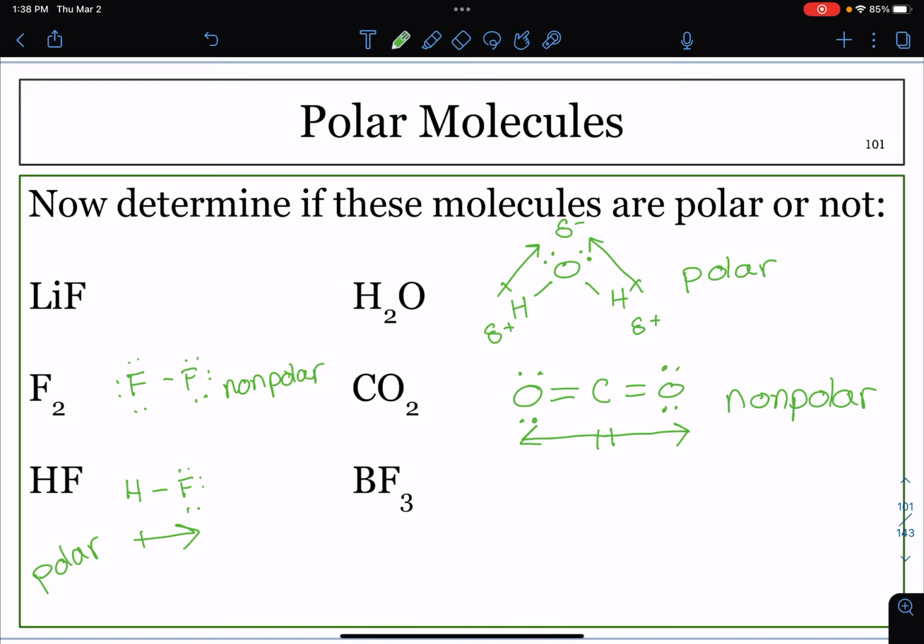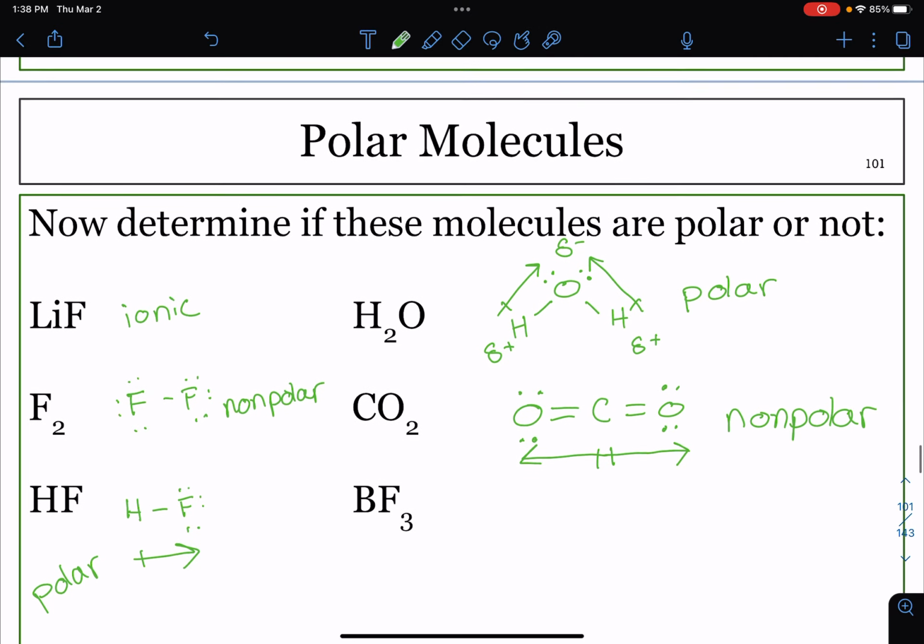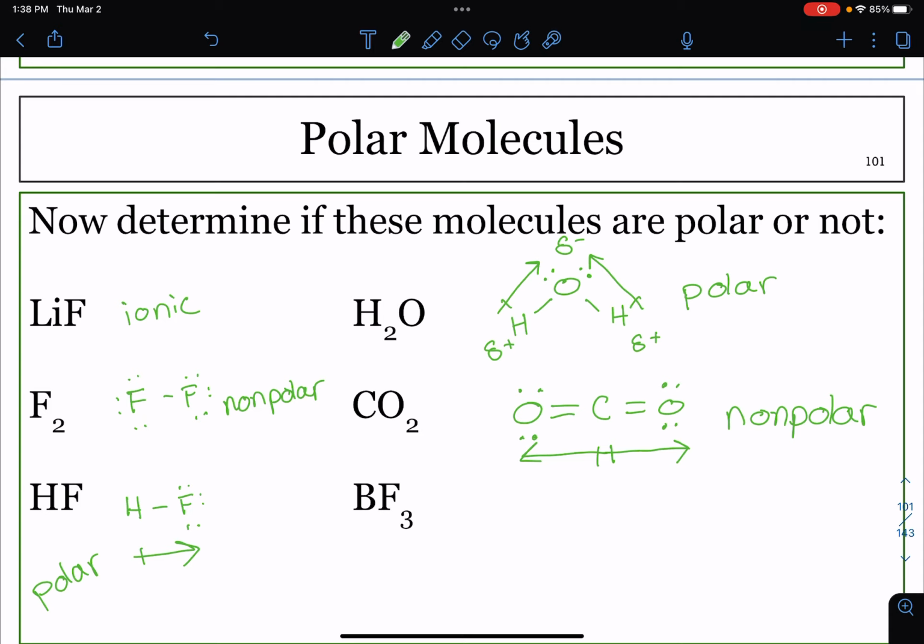Of course, we already determined that lithium fluoride here is ionic. It's neither polar nor nonpolar necessarily. We call it ionic instead. It's so polar, it's ionic.